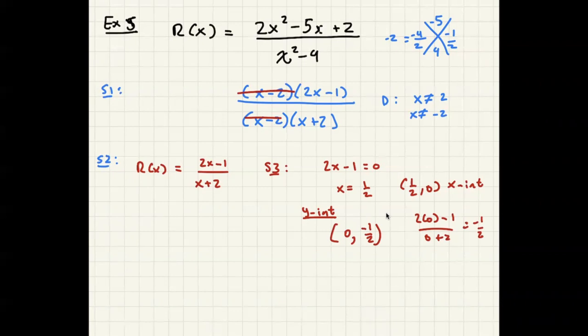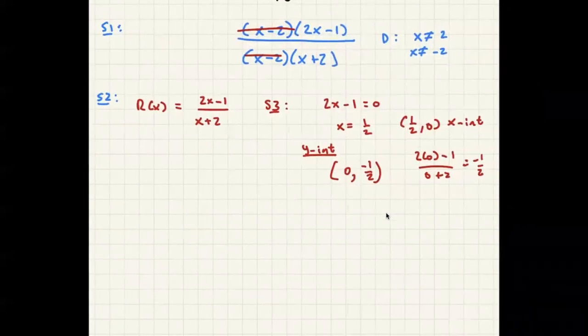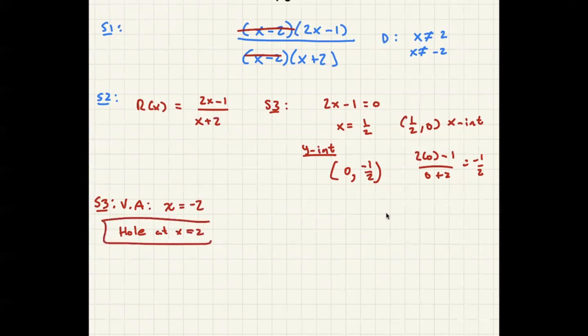All right, let's see. Because our graph is in lowest terms, now we've got to find our vertical asymptote. So step 3, our vertical asymptote only occurs when x equals -2. Right? We have a hole at x equals 2. We've got to remember that. We'll come back to that.